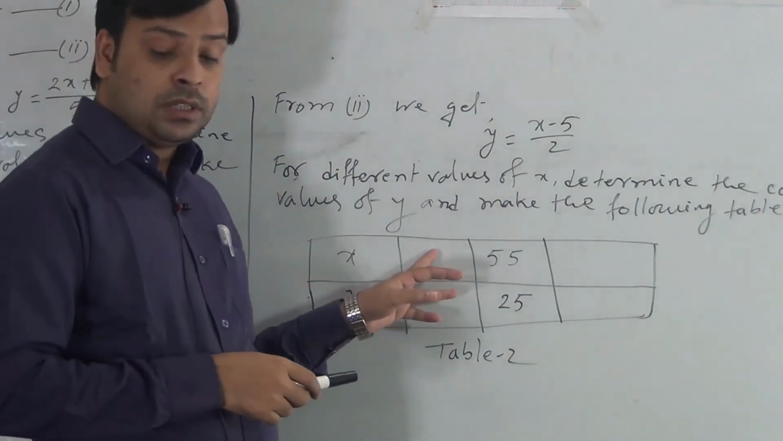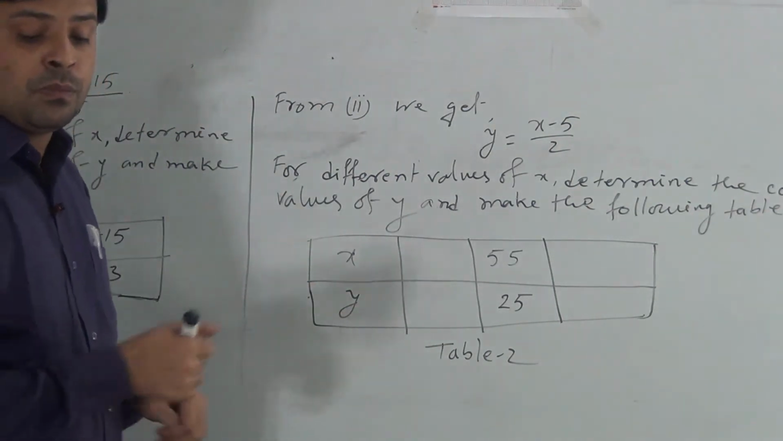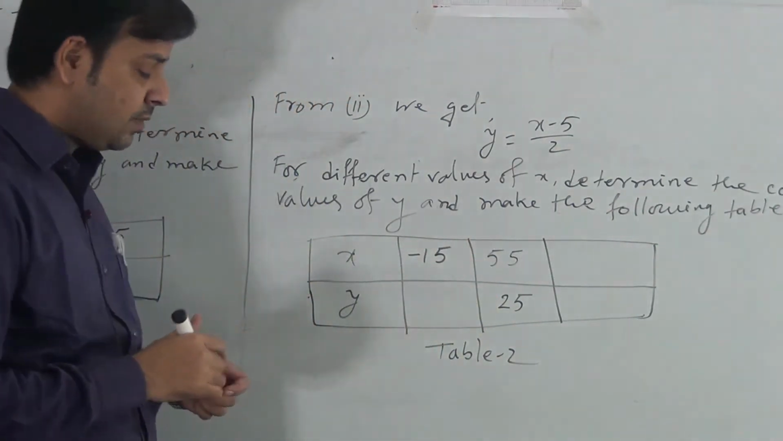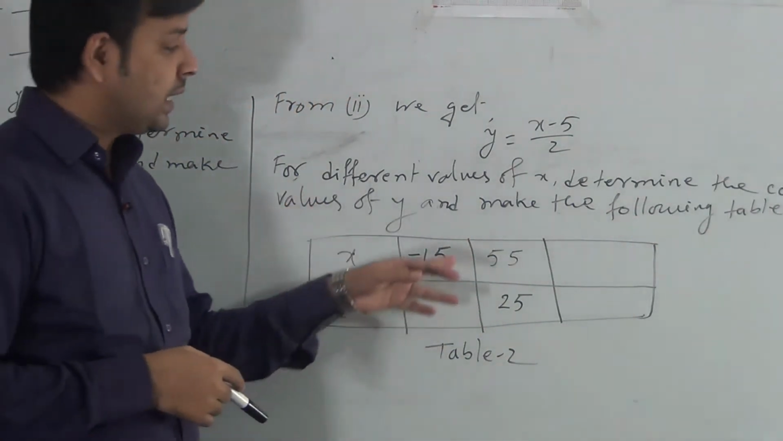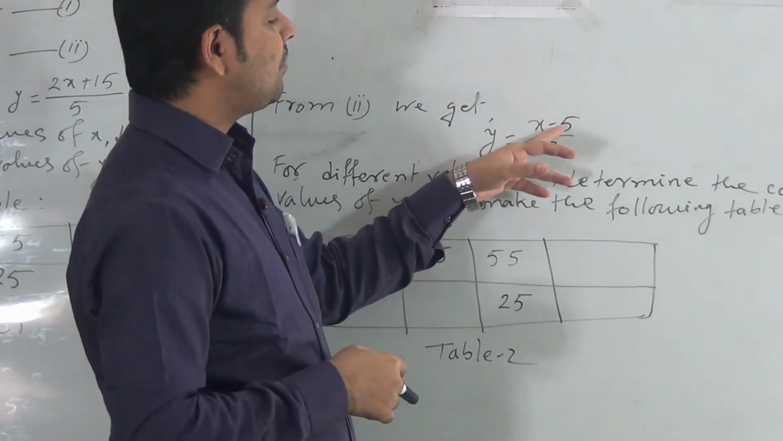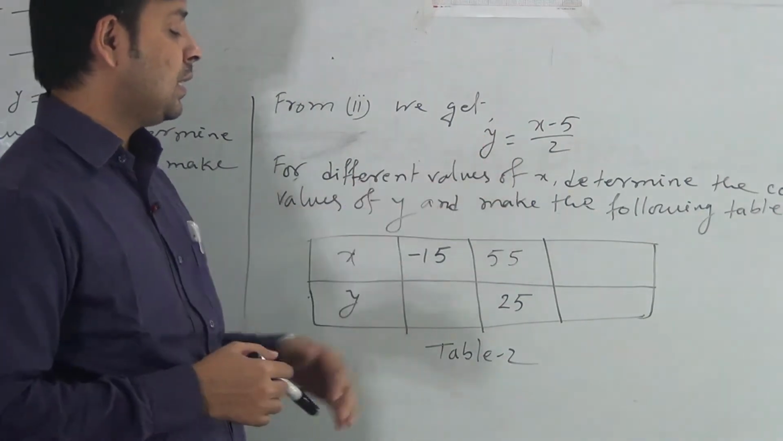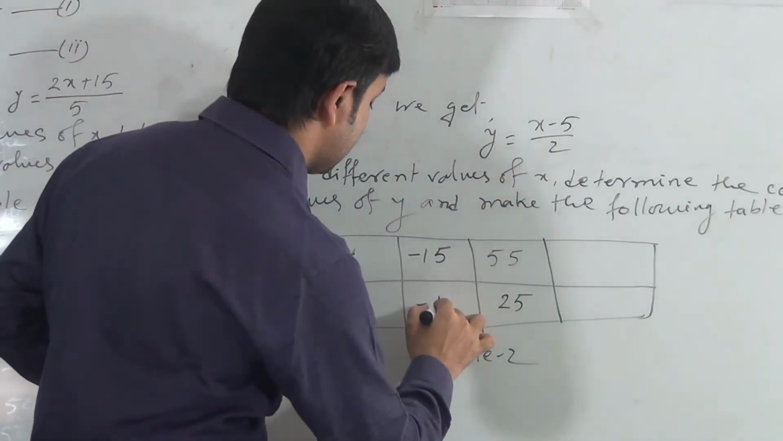Okay, now you can use another integer here, minus 15. If we consider minus 15, what will we get here? Minus 15 and 5. This will be minus 5. So minus 20 divided by 2 means minus 10.